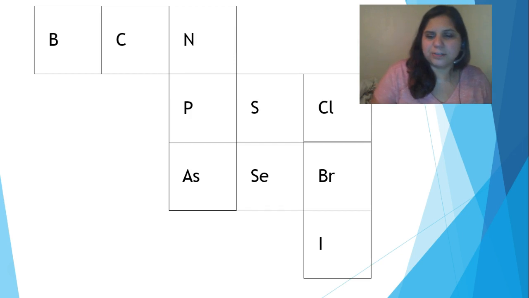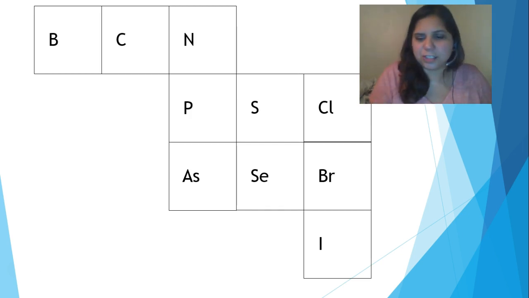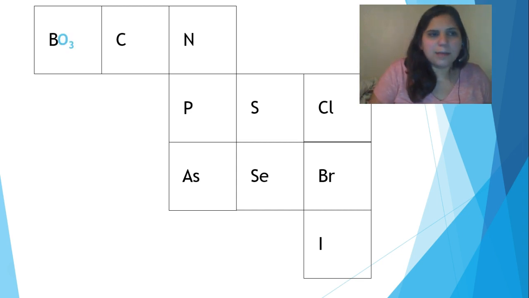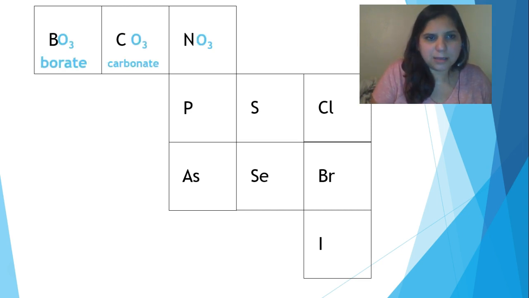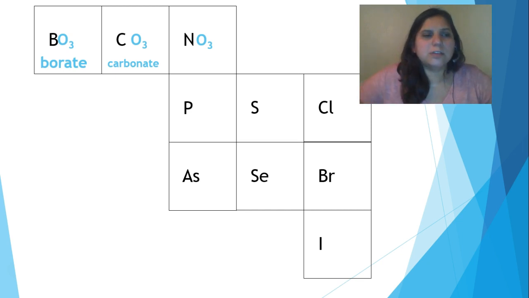So here's the periodic table just enlarged here. You might want to copy this down or write it in your periodic table. But here, these top 3 all work like this. They all have 3 oxygens. So BO3, CO3, and NO3. So that's borate, carbonate, and nitrate. I haven't added the charges yet. I'll do that later. So there's the top 3.